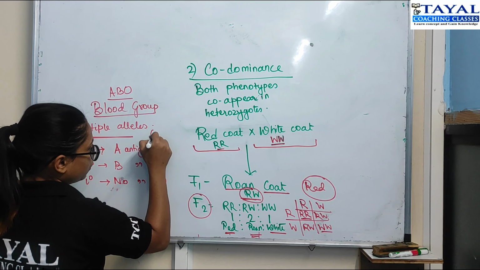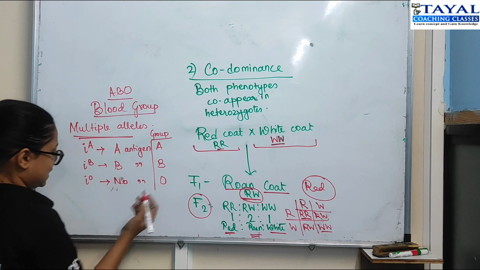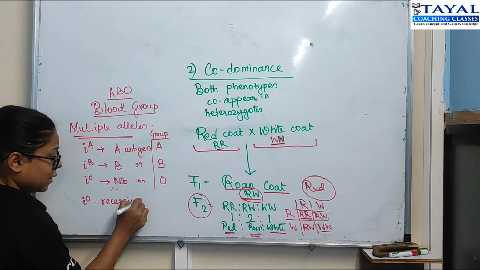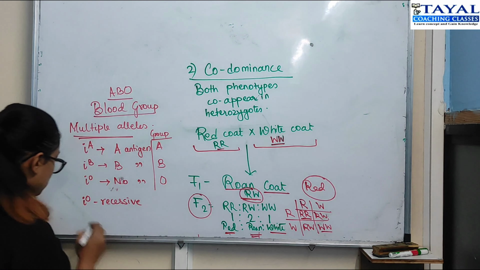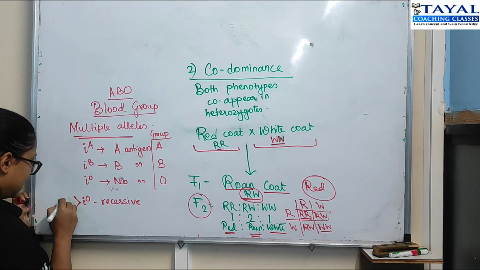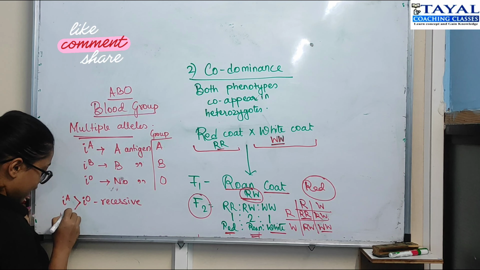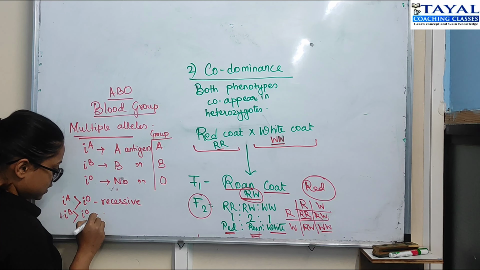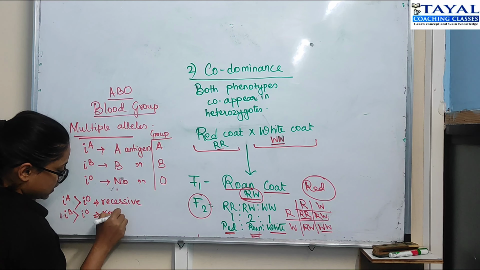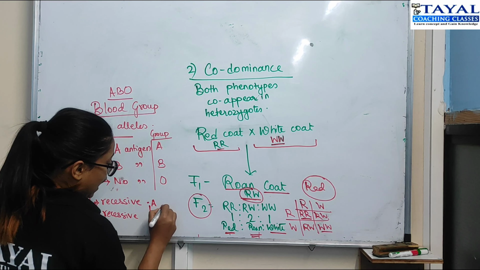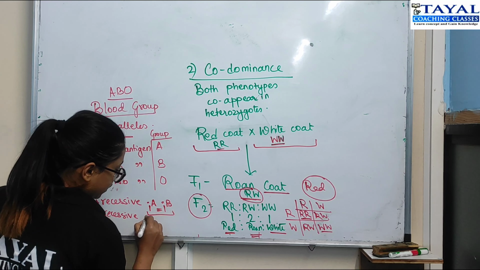and hence the O blood group. Now in this case, IO is recessive in the Mendelian sense of recessive. So IO is recessive over IA, IA is dominant over IO, and IB is also dominant over IO. So IO is again recessive. But if you look at the interaction between IA and IB, then they are codominant.